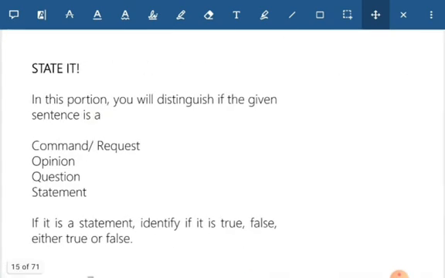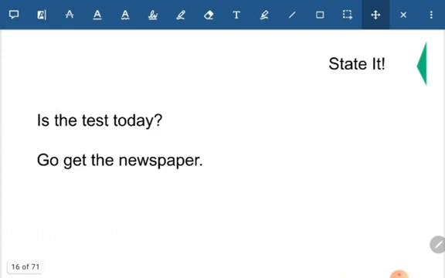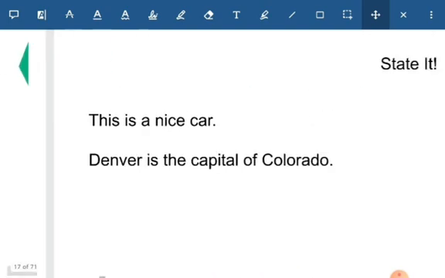Statement. In this one, you will be given sentences and then you will determine if that sentence is a command or a request, an opinion, a question, or a statement. If it is a statement, identify if it is true or false, or you can't be sure if it is true or false at the moment. Is the test today? Oh, definitely that's a question. Go get the newspaper. For example, your father said this. This is a command or a request.